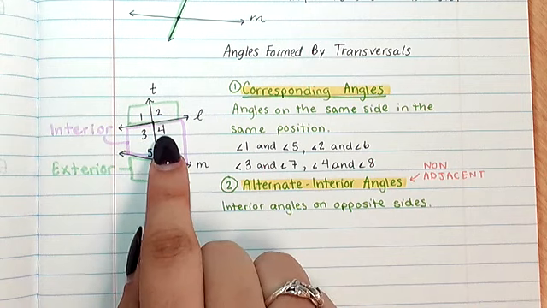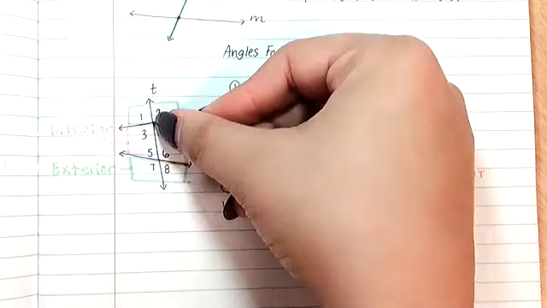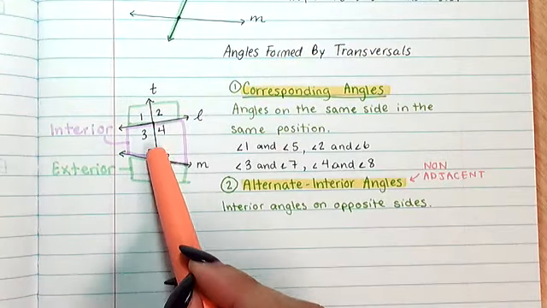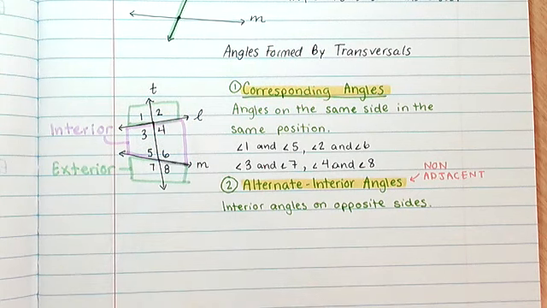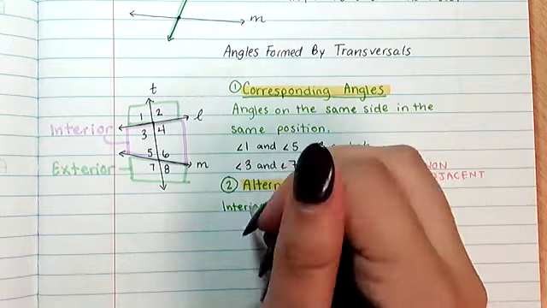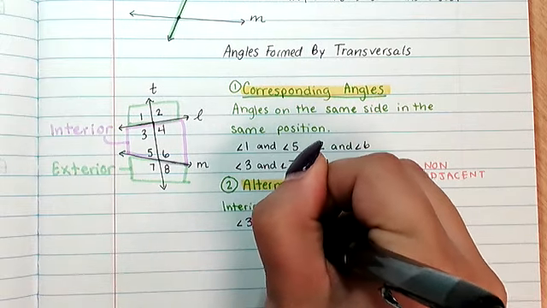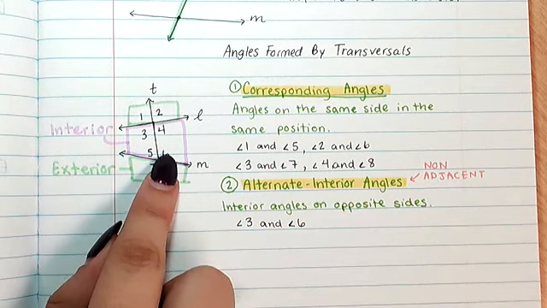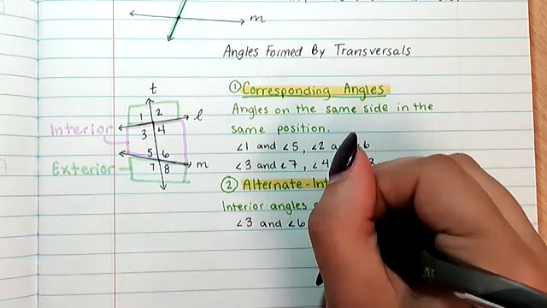It's not 3 and 4 because those two are adjacent. They're sharing this side. We want ones that are on that Z. So 3 and 6 would be alternate interior angles. And that's not the only pair. We also have 4 and 5.